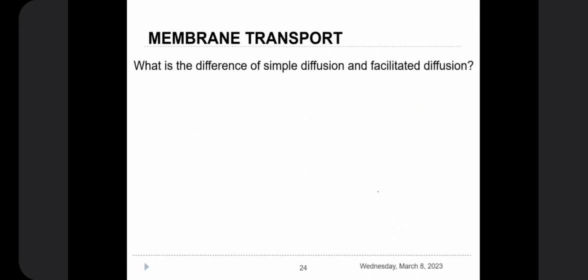We have to do some conclusion. Follow me to do the conclusion. First one, what's the difference between simple diffusion and facilitated diffusion? Okay, give me the answer. What's the difference?